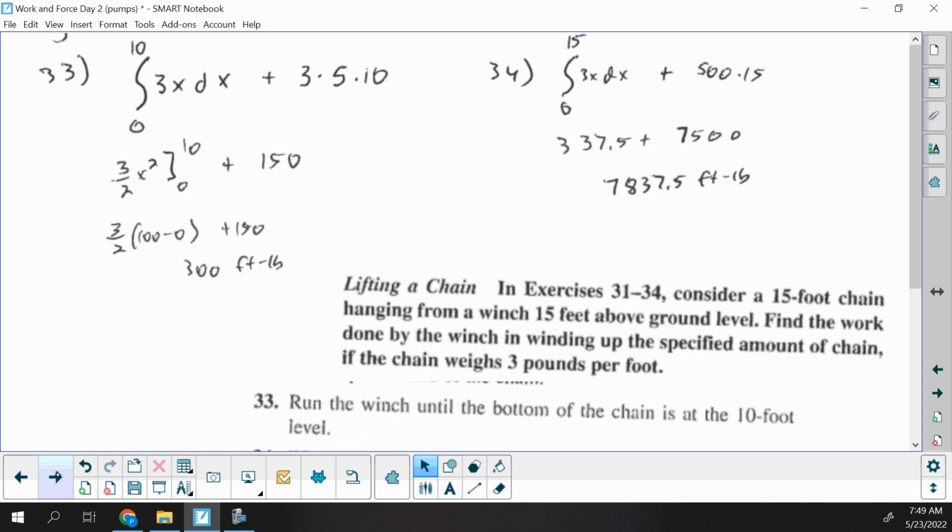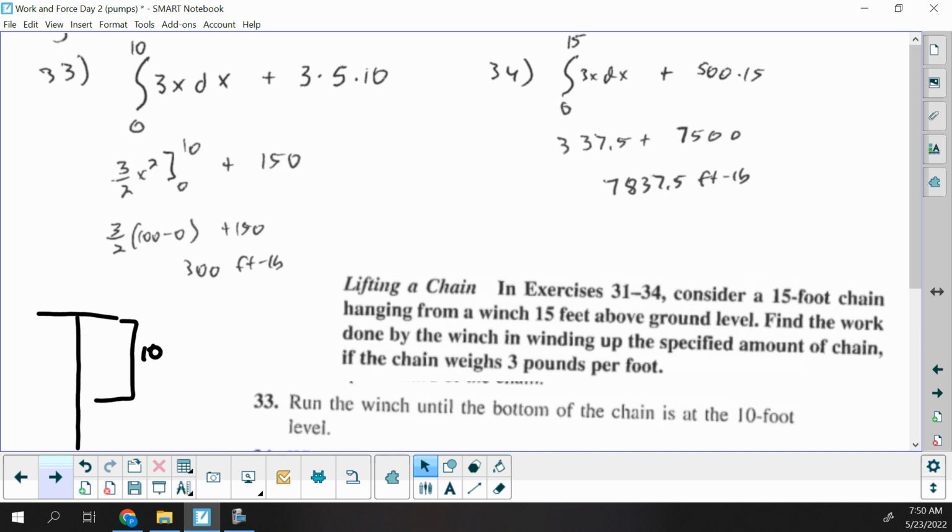And then 33 was pretty similar. We had 3 pounds per foot again, so the 3x dx. We want to run the winch until the bottom of the chain is at the 10-foot level. Well, it started at ground level, so that means this 10 feet got wound up, so that's why it's 0 to 10.